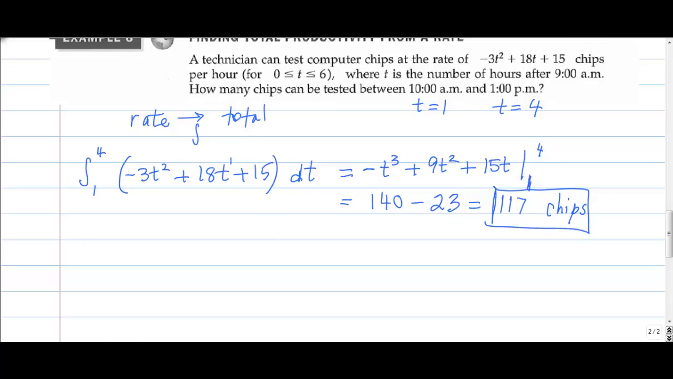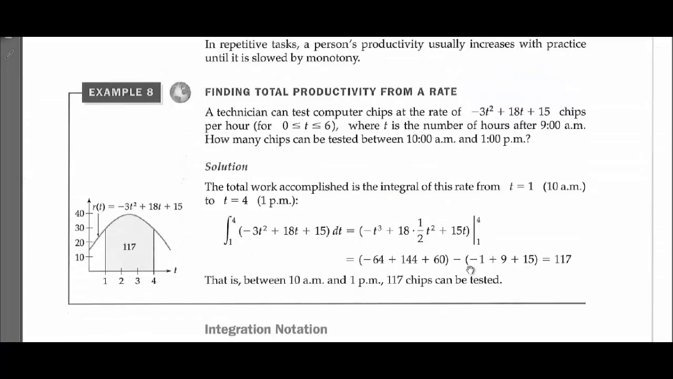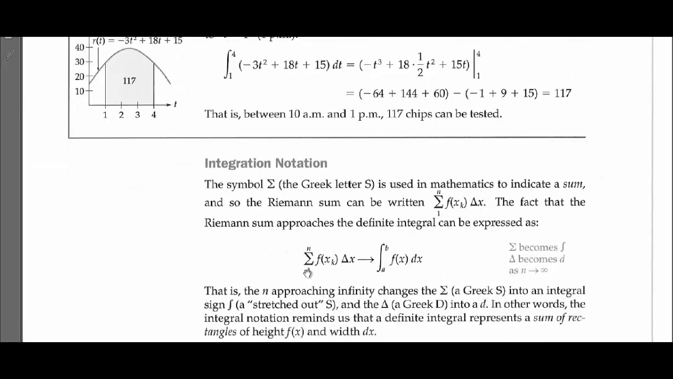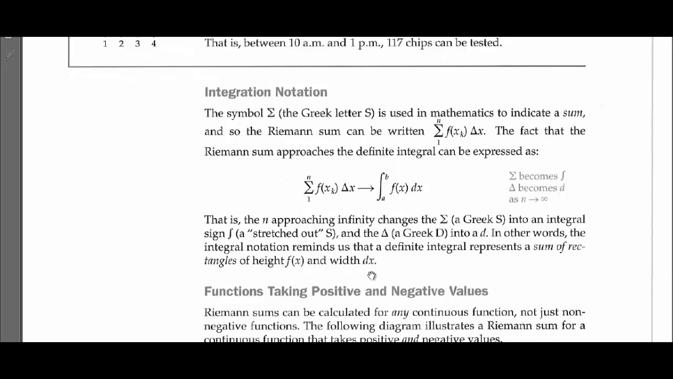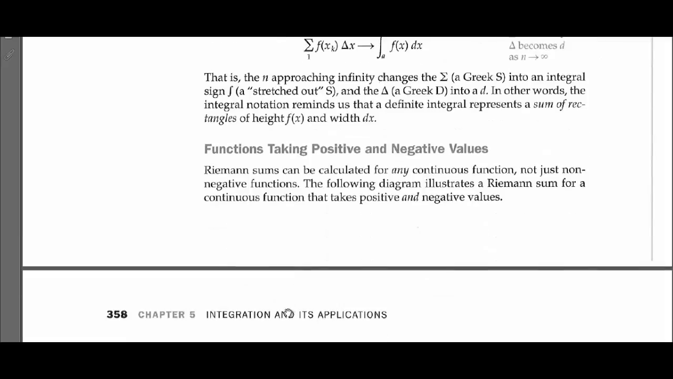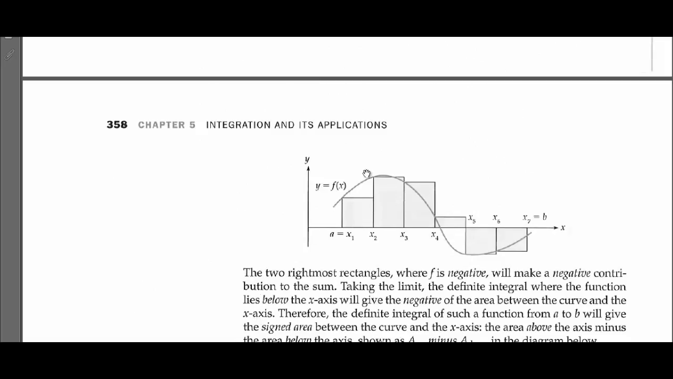Okay. Let's go to this, and they've pretty much done the same thing here. We talked about how summation, continuous summation, is written by the integral sign, which is a stretched out x. Alright, Riemann sums. Riemann sums can be calculated for any continuous function, not just non-negative functions. The following diagram illustrates a Riemann sum for a continuous function that takes positive and negative values. So look at this function here, right? I can have the area under the curve here, and then I can also have the area under the curve here. When we say under, we mean between the curve and the x-axis.